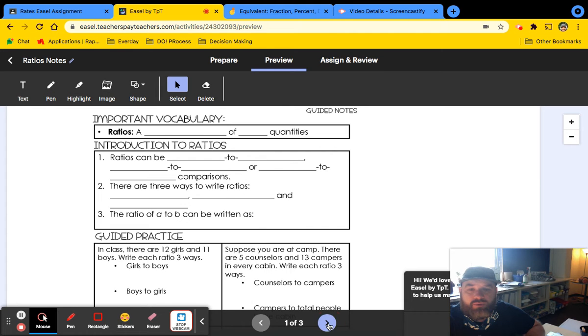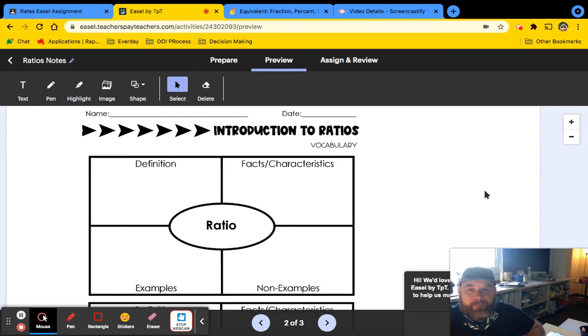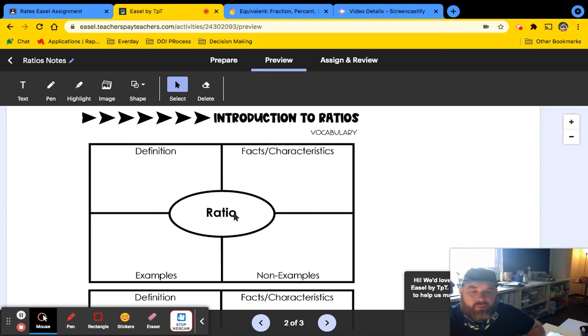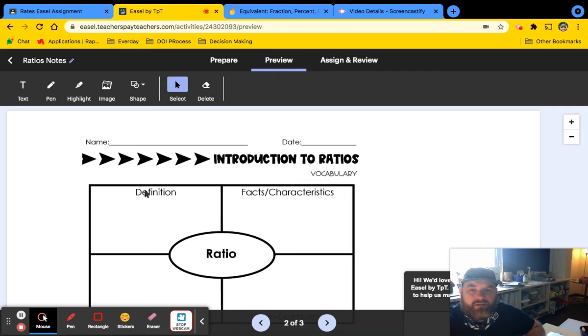So we're going to go to this right here, and this is a way to think about vocabulary. So the first thing we're going to define is a ratio. So the definition of a ratio, we're going to go back, and here's the definition. A ratio is a blank of blank. So definition, a ratio is blank of blank.